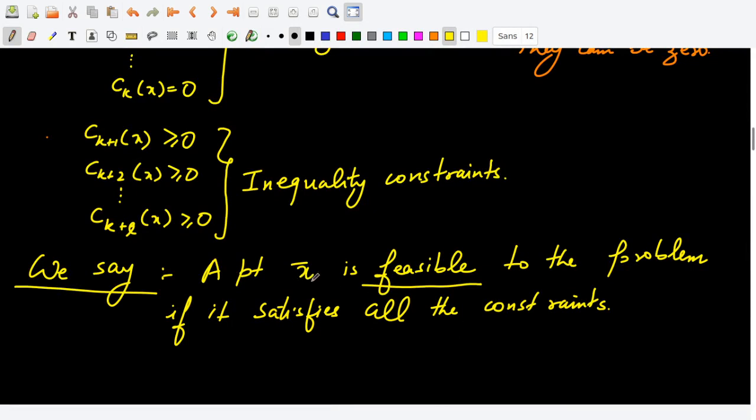Given a point x bar in Rn, it is usually quite easy to check whether it is feasible or not. All you have to do is put the value of x in all these expressions of constraints and see whether they are satisfied or not. If it satisfies all the constraints, then we say that it is feasible.